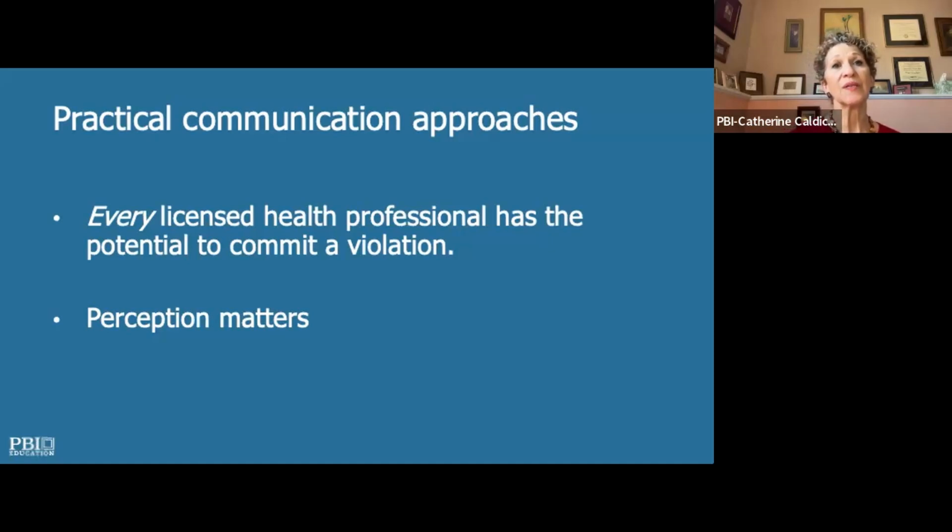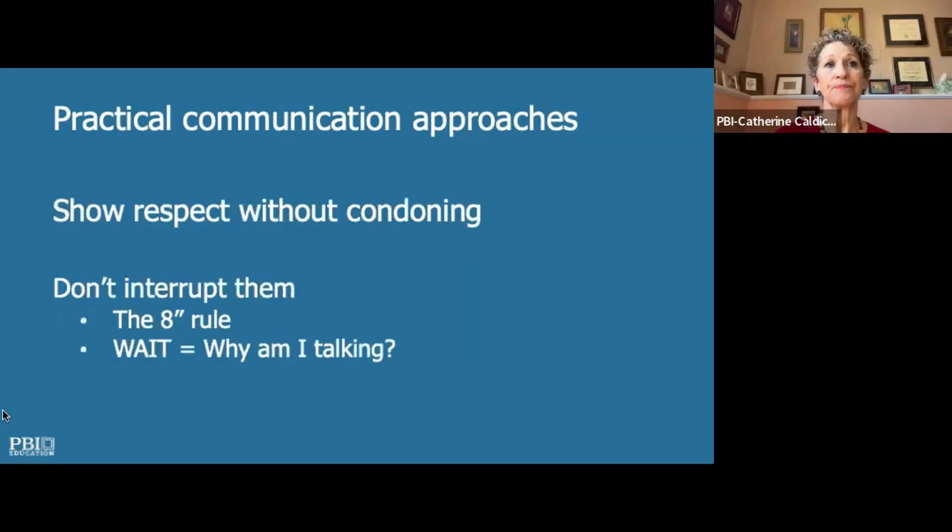And then the other point is that perception matters. So they may have had good intentions or thought they had good intentions, or they may have believed that whatever their issue is, as long as no patients were harmed, then it was probably okay. But as trusted representatives of their profession, perceptions matter.